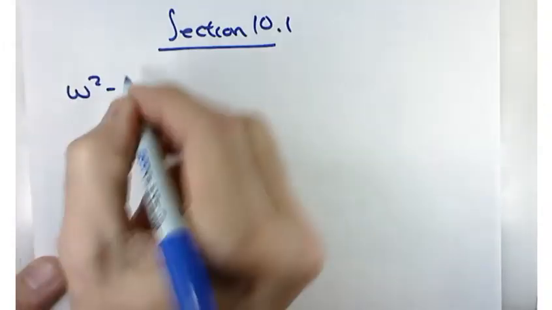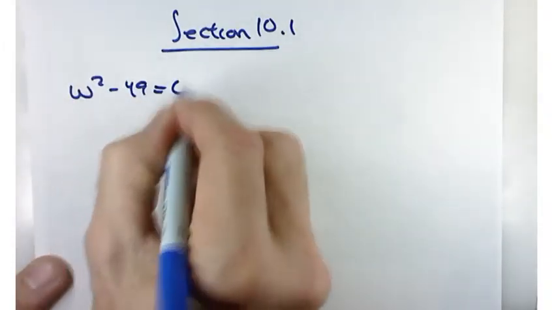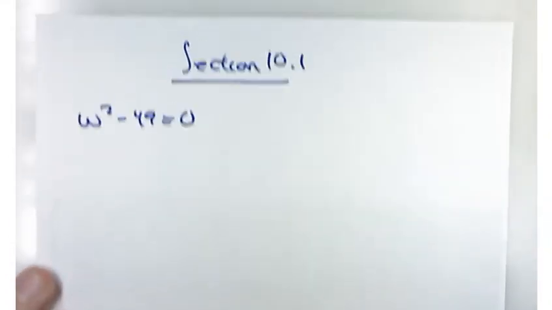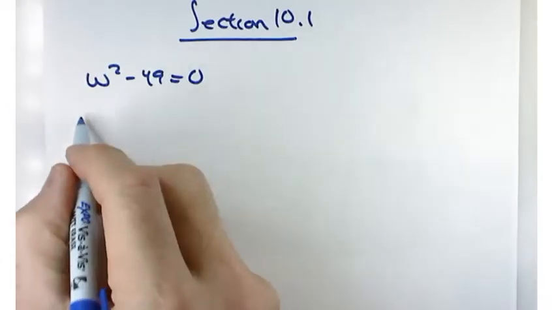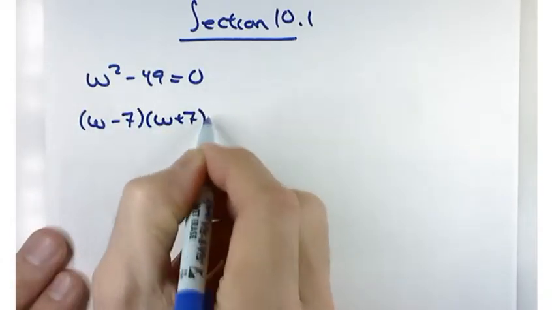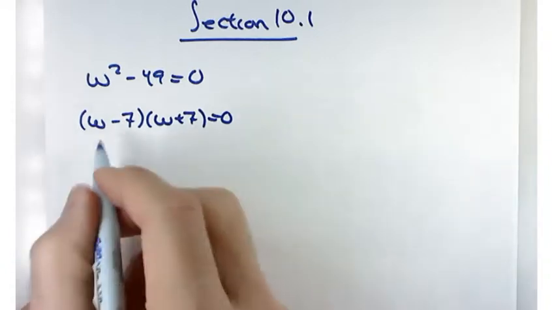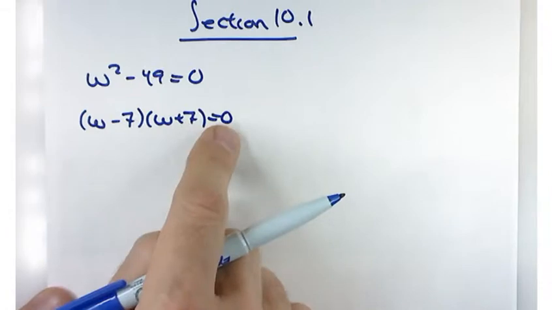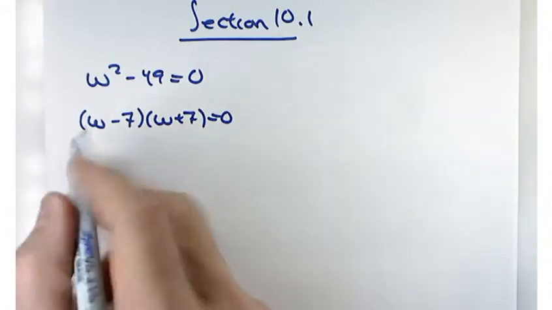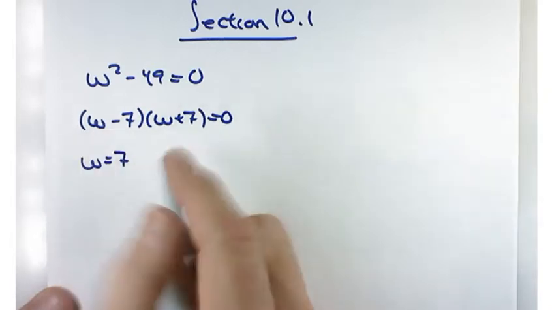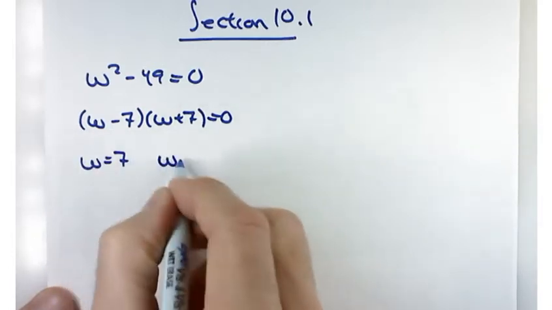w squared minus 49 is a quadratic equation, and up till now, what we've done in terms of solving this is we factored it. That's w minus 7 times w plus 7 equals 0, and that's fine. Hopefully you can read off the two solutions. This or this has to be 0 because it's part of a product that equals 0. So either w equals 7, making this 0, or w equals negative 7.